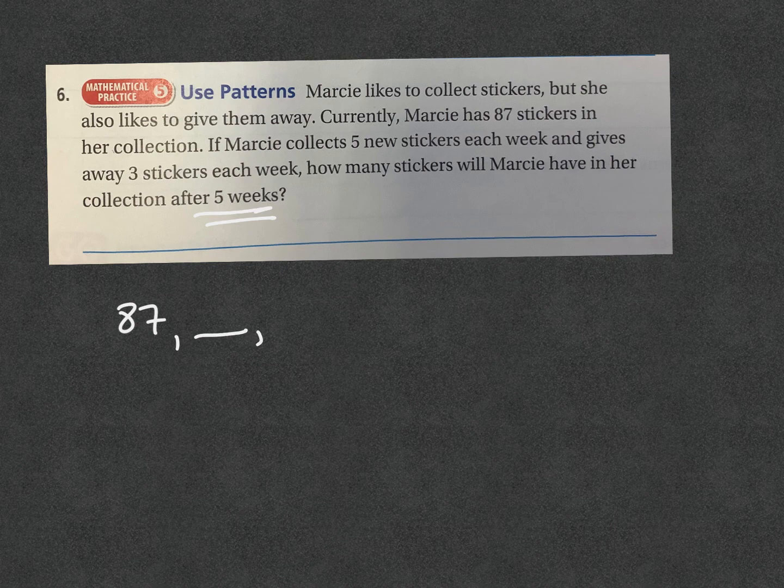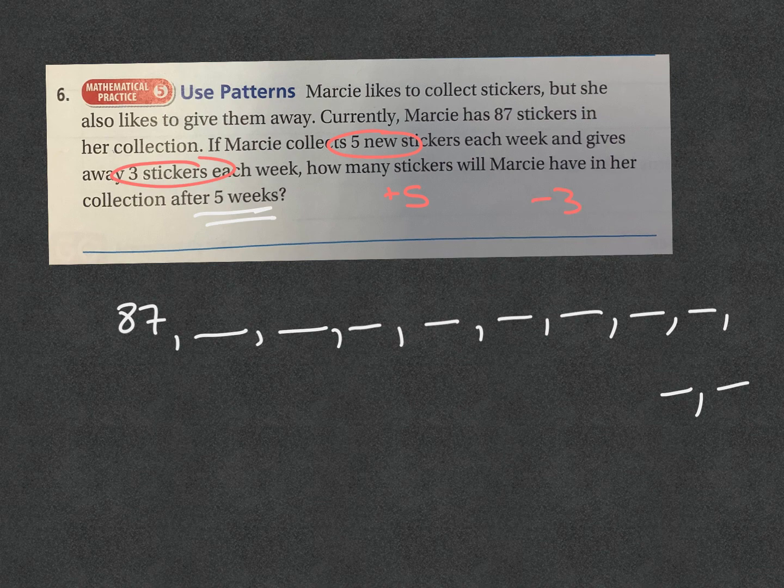Okay, so 1 week. There's 2 things that happen in each week though, right? She adds 5 and then takes 3 away. So I'm going to put 2 bars for each week. 1 week, 2 weeks, 3 weeks, 4 weeks. I should have given myself more room. 5 weeks. I'll put it down there. Okay, starting at 87, remember where she gets 5 more. Let me circle that, 5 more. So I will add 5, and then from that I will give away 3. So I'll subtract 3. So my pattern is going to be add 5, take away 3. Add 5, take away 3.